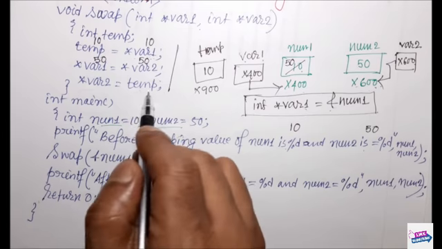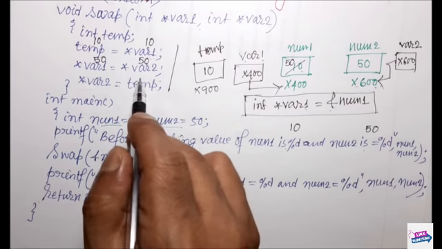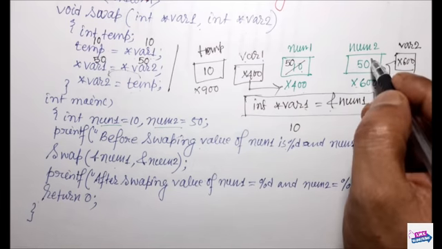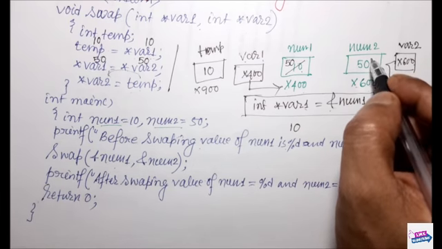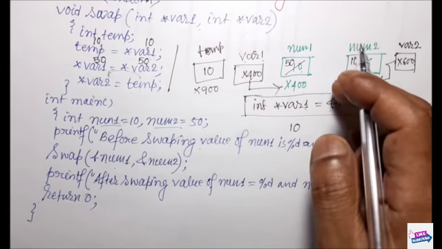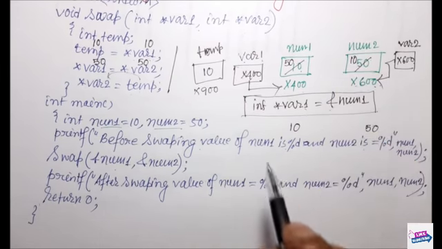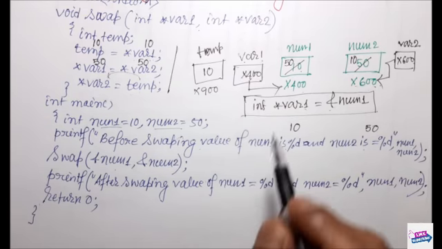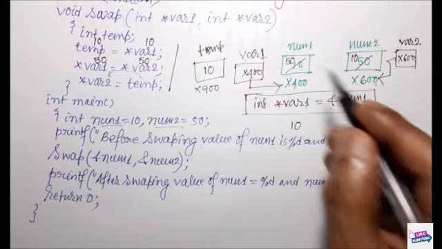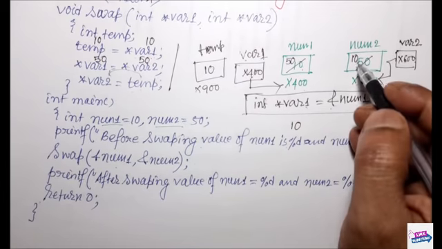So that means whatever the value of temp is, that value is copied to the variable var2. So now the value of this var2 will be 10, right? So right now the value of var1 is 50 and the value of var2 is 10.